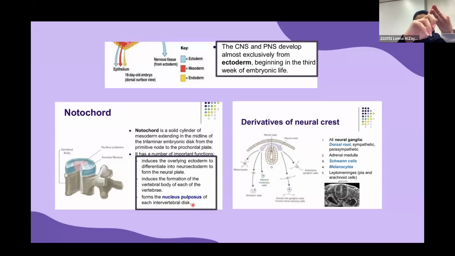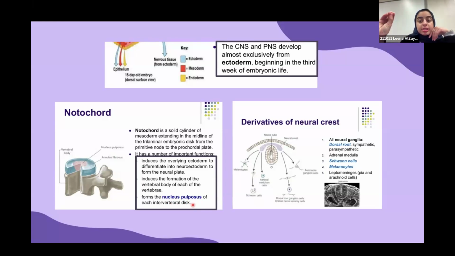So again, three things. It induces ectoderm to turn into neuroectoderm. It induces the formation of vertebral body of each vertebrae. And the remnant of the notochord is the nucleus pulposus of the intervertebral disc. So this is the notochord.